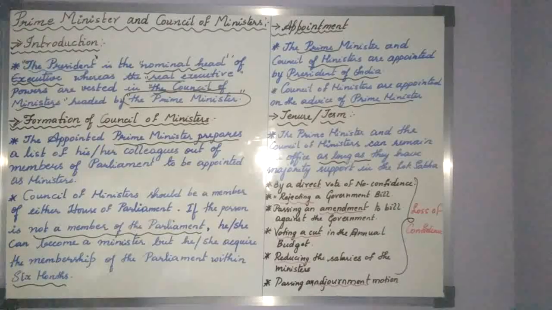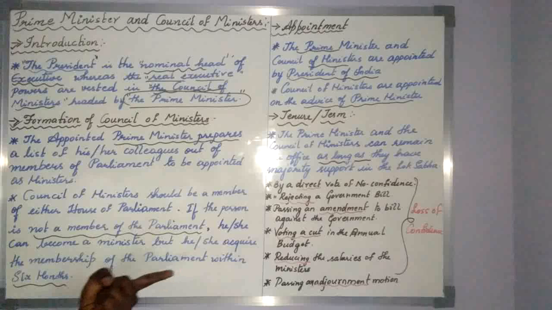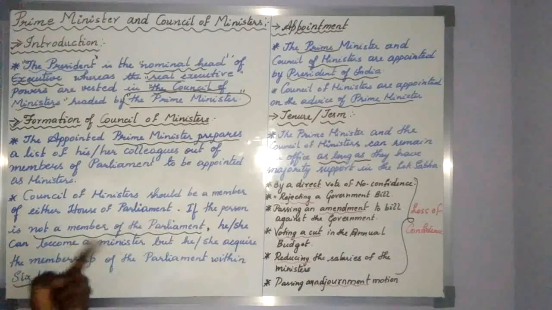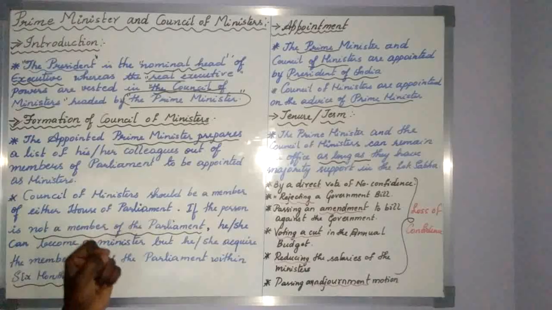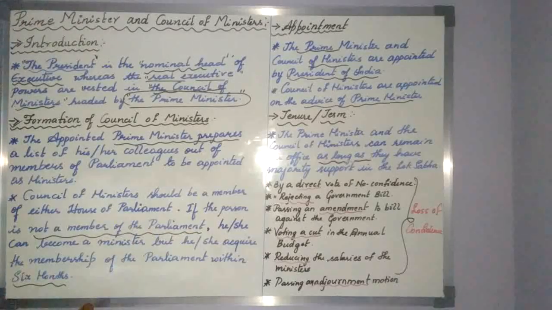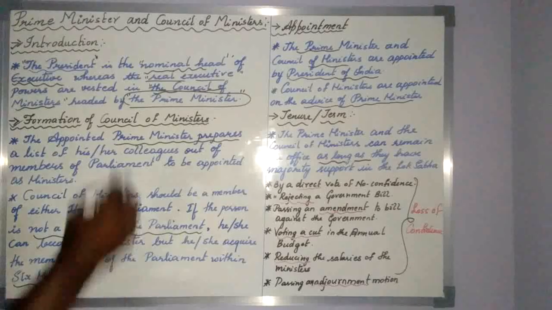When the Lok Sabha election takes place, the President invites the leader of the party who wins the majority in the Lok Sabha election. The leader of the majority political party is called, and that person is asked to form the government, and that person is none other than the Prime Minister.